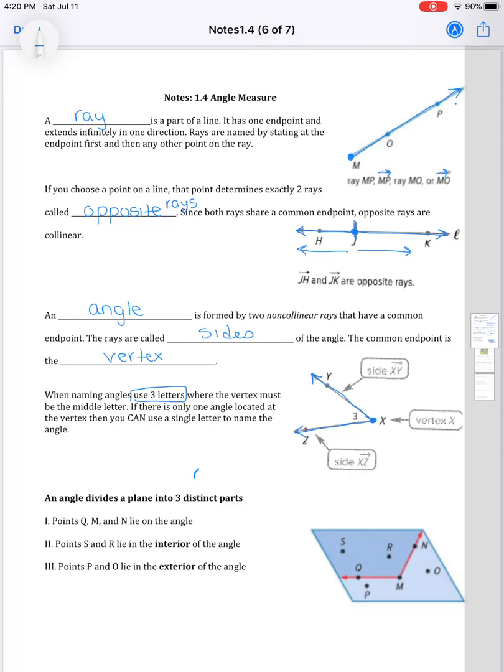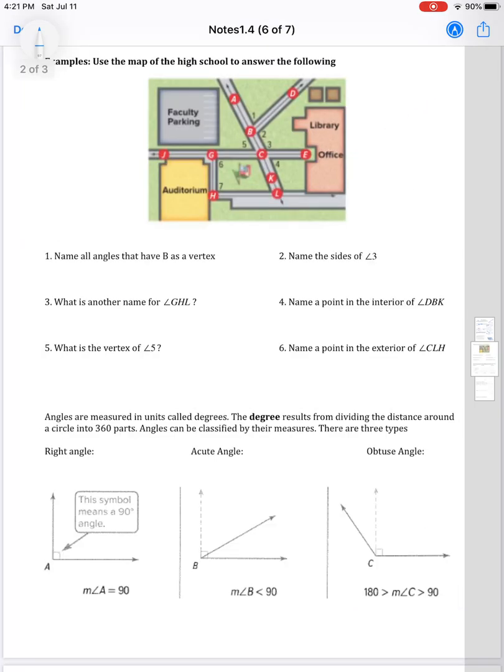An angle divides a plane into 3 parts. You can be on the angle, you can be inside the angle, or you can be outside the angle. It is 100% location based. If it's on the angle, then it's on the angle. If we were to close the angle like the mouth of an alligator, and a point falls inside of that, it's considered in the interior. If it falls on the outside or behind the angle, then it's considered to be in the exterior.